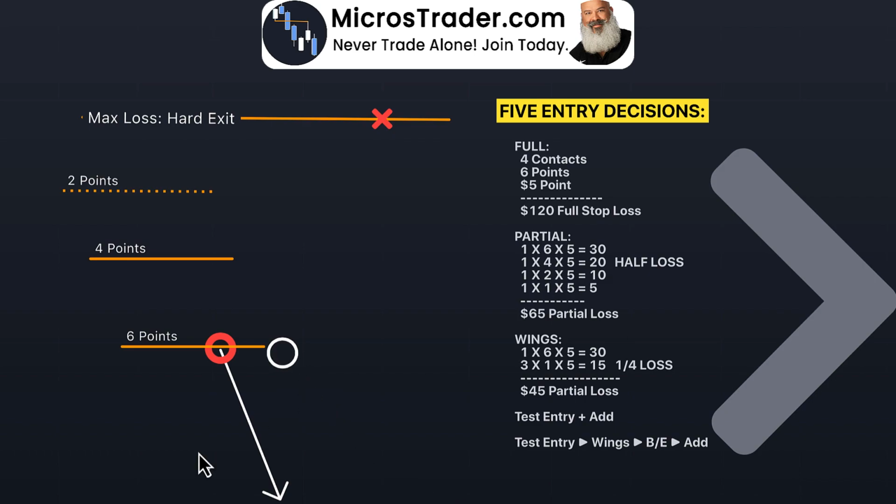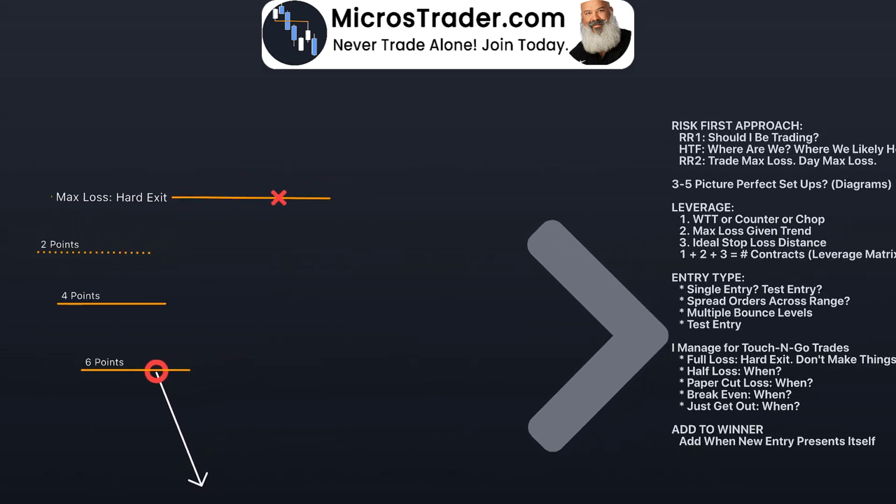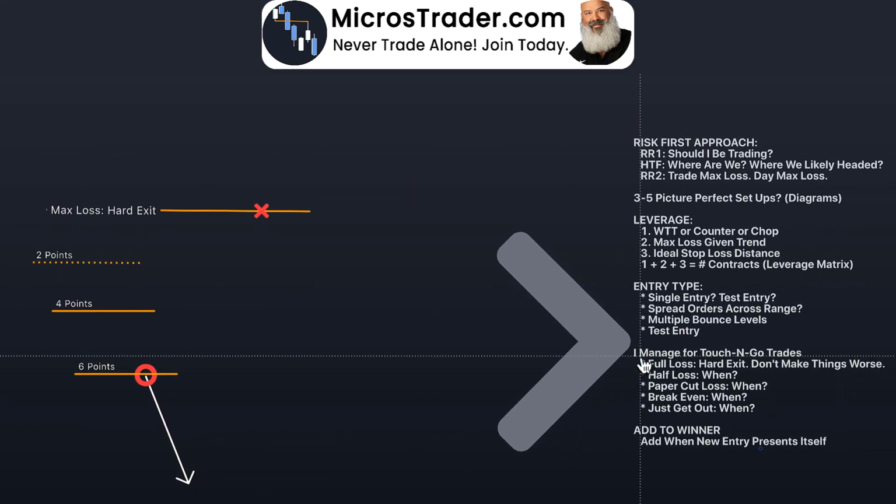I do a test entry here. I'm expecting a touch and bounce, but if it comes up, I'm willing to add at the edge of the range. Those contracts have the least risk. I like that. I like that a lot. Okay. Next thing we got to decide. First of all, it's good for me to tell you I manage for touch and goes. Okay. So everything I'm about to discuss here, I manage because I want price to touch my level and go.